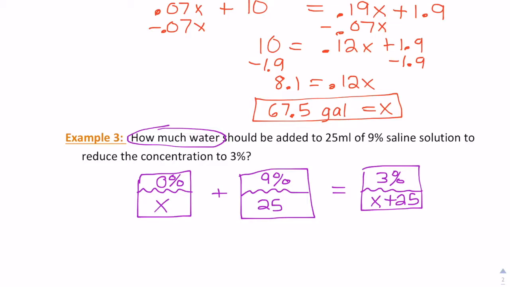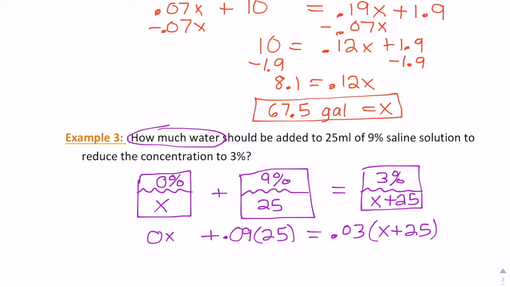Well, if I take 0% times X, it's going to end up just being zero. If I do 9% or 0.09 times 25, that'll give you the amount of salt in your 9% saline solution. And then you've got 3%, so 0.03 times X plus 25. Do a little simplifying.